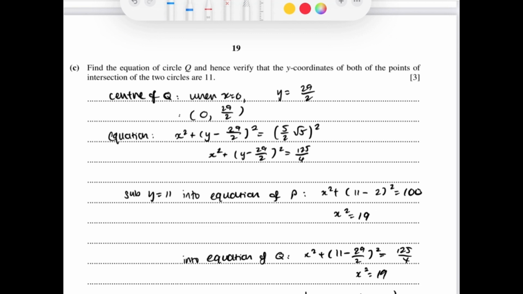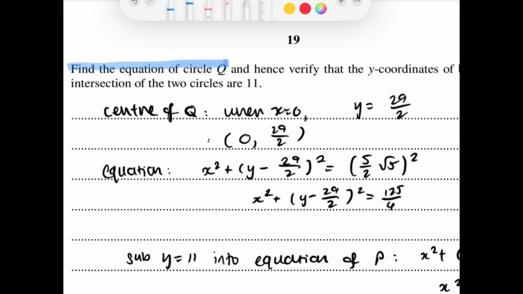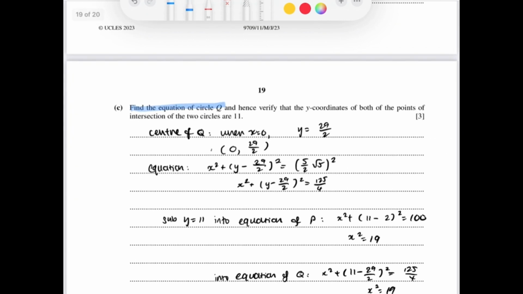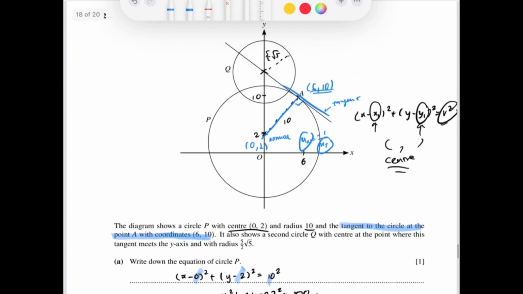Find the equation of circle Q and hence verify that the y coordinates of both of the points of intersection of the two circles are 11. So first, focus on what they're asking in the first part of the question. Find the equation of circle Q. So what is circle Q?